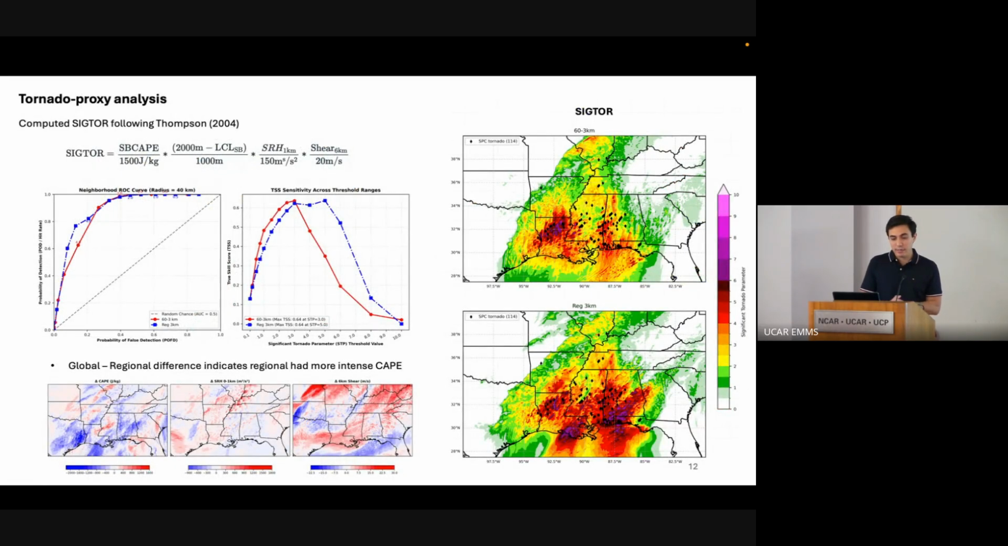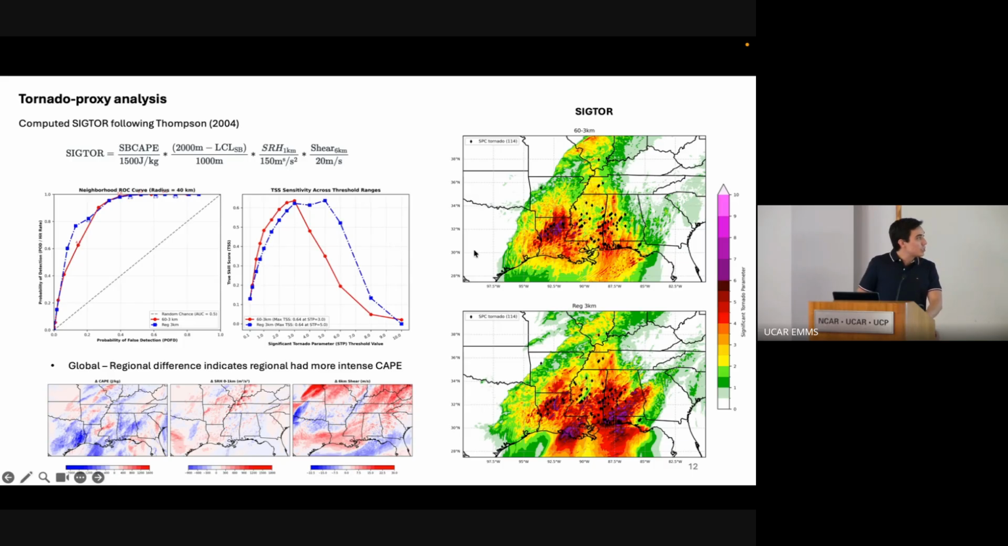All right, so regarding the tornado proxy analysis, I basically computed the SIGTOR significant tornado parameter following Thompson. That is this equation here. And as we can see, both simulations are useful to indicate the occurrence of tornadoes in this region. Here we can see the SIGTOR parameter for the period overlaid by SPC reports.